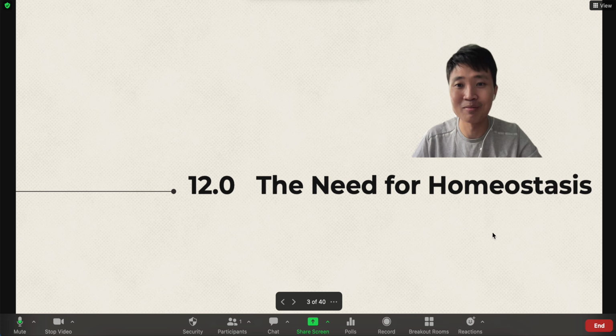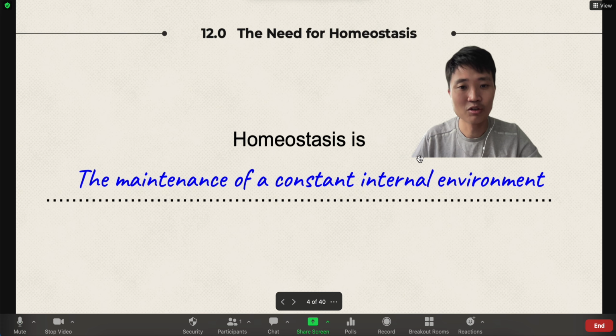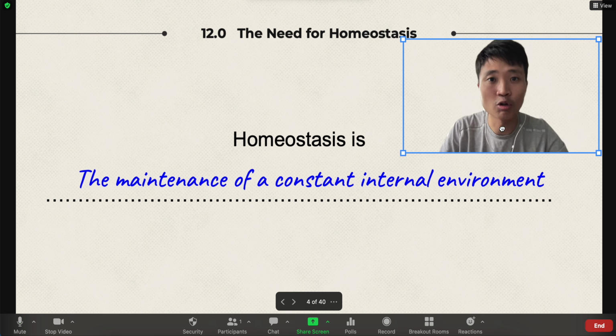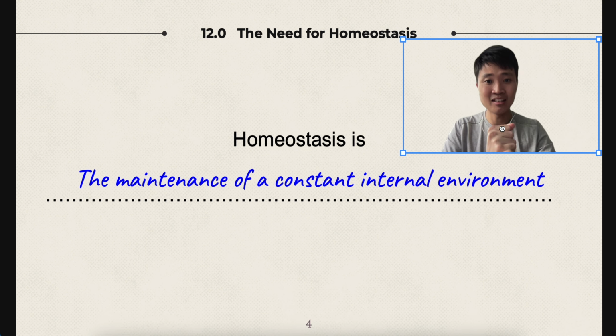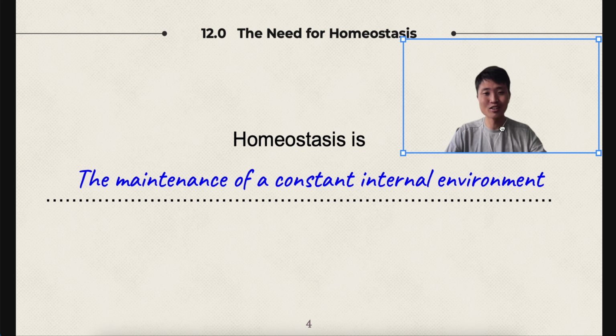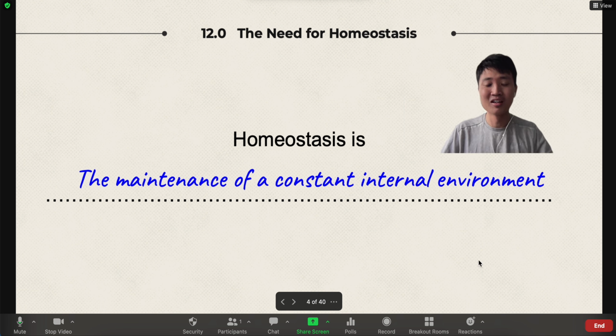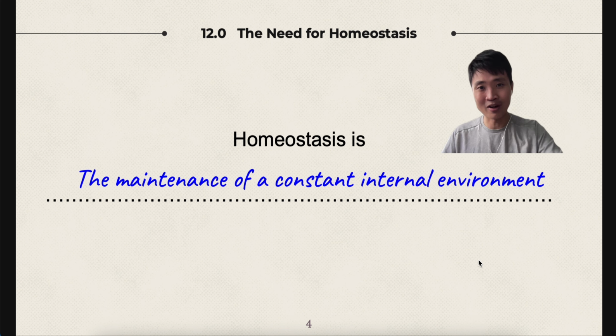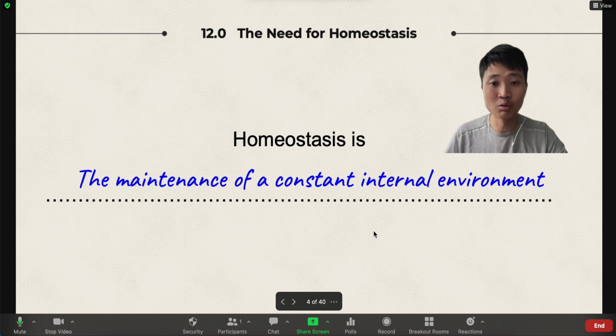The need for homeostasis. As you already know, as written below in the notes, what is homeostasis? Homeostasis is the maintenance of a constant internal environment. We've discussed yesterday that this is Cher's favorite definition in the whole book, or all of the definitions, because it's short, sharp, and sweet. Maintenance of a constant internal environment. By now you should already know this.